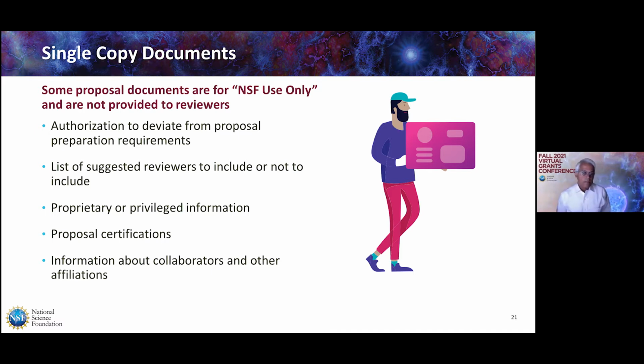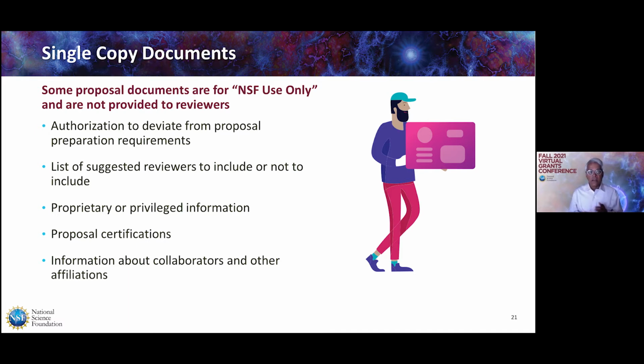Okay, so thank you, Randy. Now we're going to talk about the proposal itself and what components go into a complete NSF proposal. We'll start with what are called single copy documents. These are proposal documents that are provided to NSF for NSF use only, and not to be provided to reviewers for merit review.